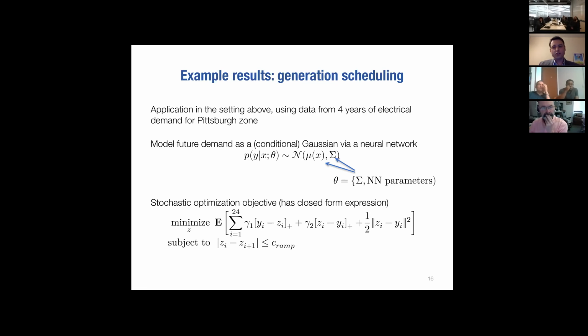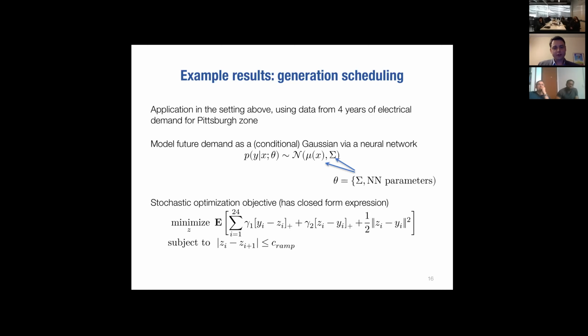And I'm going to apply this technique to scheduling generation for a power plant, or hypothetical power plant at least, based upon Pittsburgh electrical demand data. So in our data, we have 4 years of electrical demand data from the Pittsburgh area. We also have the weather forecast and the weather that happened during this time. And so using this, we're going to model the future demand.